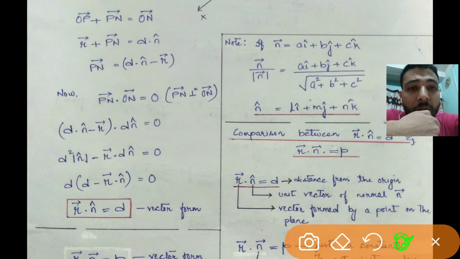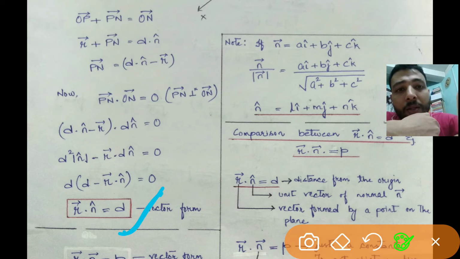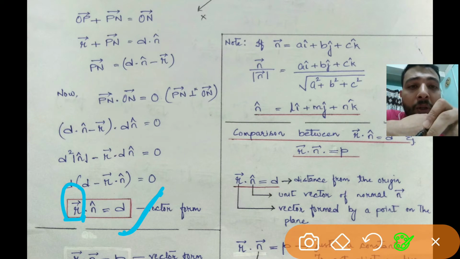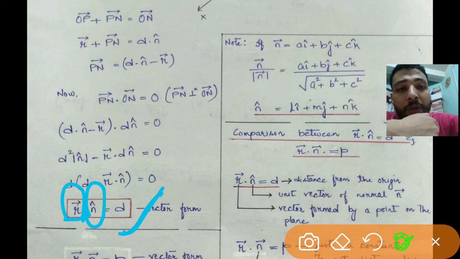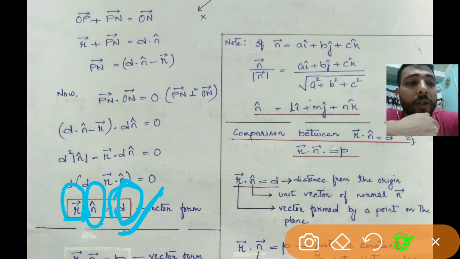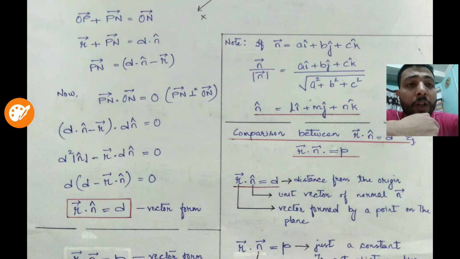So now I take d common, and the magnitude of this n cap will be 1. If you solve it, you will be getting an equation like this. So this is your vector form. This r is a random point on the plane, this n cap is the unit vector of the given normal, and d is the distance of the plane from the origin. So this form is called the normal form of the equation of plane.